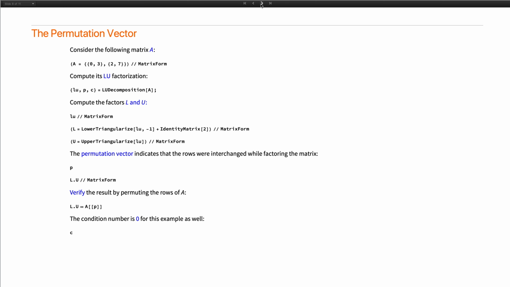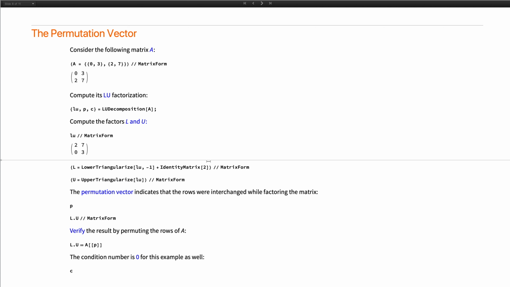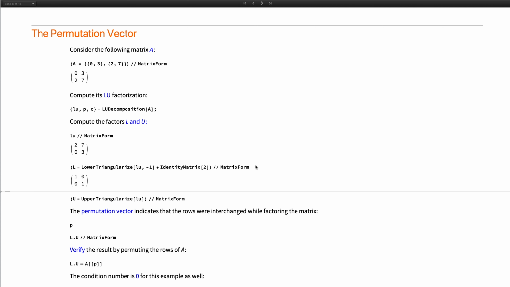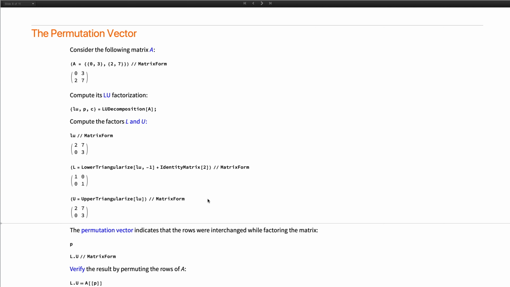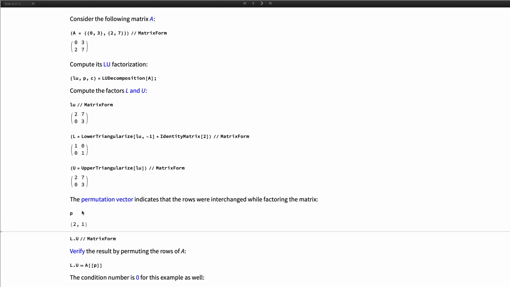Okay, so now the question is, what does the vector P mean? So here's a matrix A, and you see you got a 0 over here. That's a problem because you cannot hope to get the LU factorization straight away. So if you try to do LU decomposition over here, that's the LU part. I get the matrix L. I get the matrix U. Now, the permutation vector P in this case is 2 and 1, because basically what you do is you just flip those two to get the 0 down.